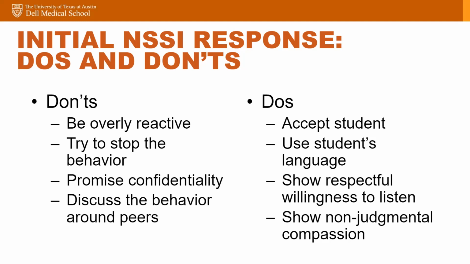So the counterpart of those would be things that we would advocate for. Things to do is to accept the student, even if we don't accept the behavior itself. Do use student language, so model or mimic what the student referred to their behavior as. If they call it self-injury, then call it self-injury. If they call it cutting, then call it cutting, right? Try to model or follow the student's lead when they talk about the behavior itself. Do show a respectful willingness to listen, and also show non-judgmental compassion when speaking to the youth about this behavior.